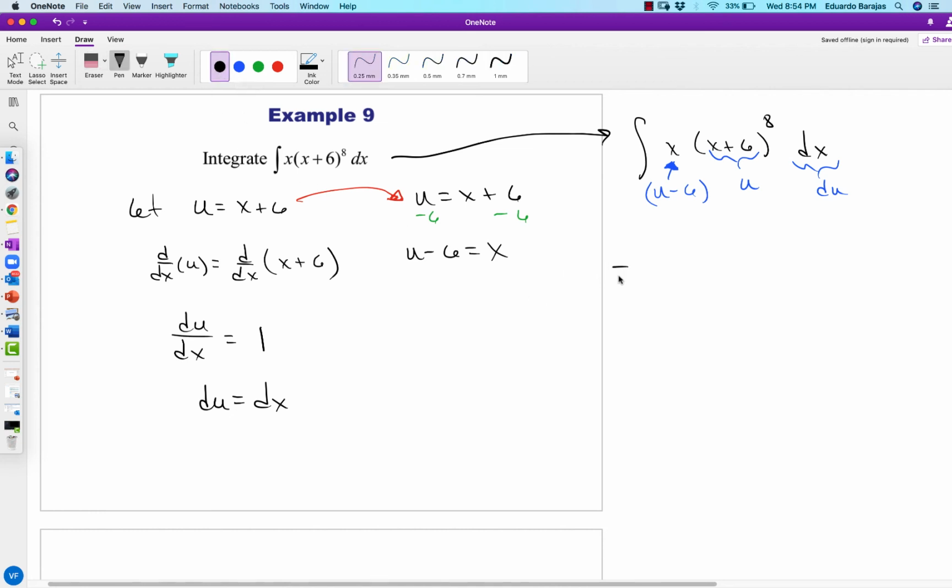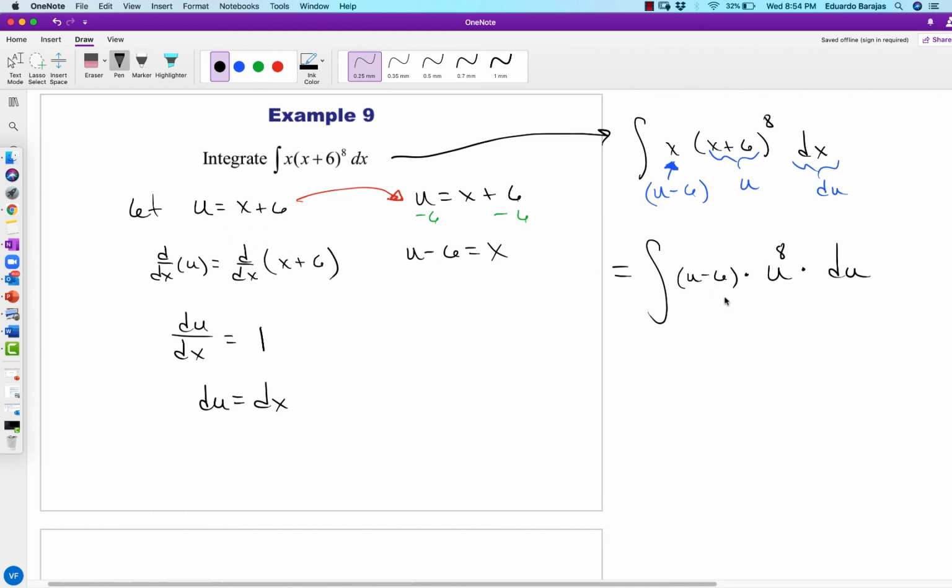Okay, so now we're ready to rewrite this. This is the integral of u minus 6 times u to the power of 8 times du. And this, at an initial glance, looks like, well, you had something complicated and you did a substitution and you got to something complicated. True. Now, that happens sometimes. Sometimes you do a substitution and you go from something complicated to something even more complicated. And that's when you backtrack and maybe reassess your choice for u. Maybe there was a better choice.